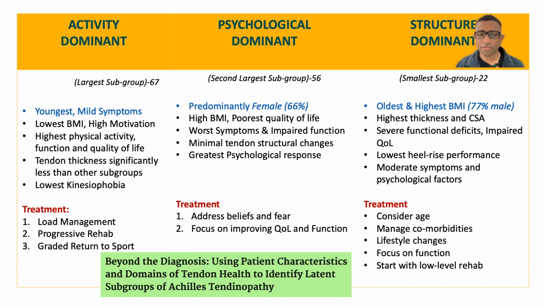The last one, where we have to look at the more aged population, look into the medical factors, look into lifestyle changes, and start at a very low level. Whereas with the activity dominant, we might start at a higher level. In structure dominant, it might be at a lower level. So again, it's going to be different for different patient groups.